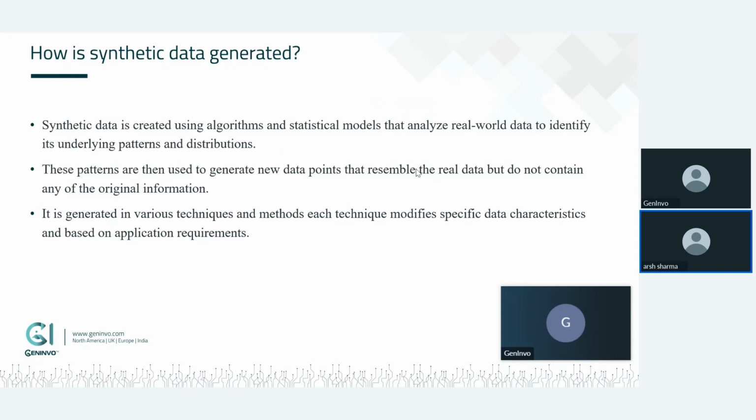It is generated using various techniques and methods. Each technique modifies specific data characteristics based on application requirements. For example, if there is an application where names and locations need to be anonymized, the synthetic data will mimic the real kind of categories of names. It takes the information that is already available and then utilizes it to create the synthetic data pattern.